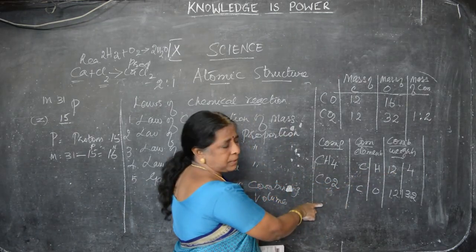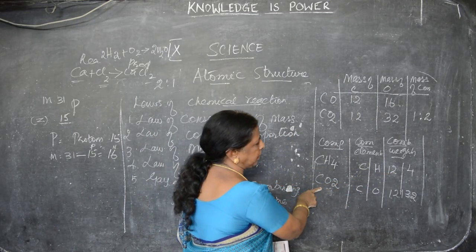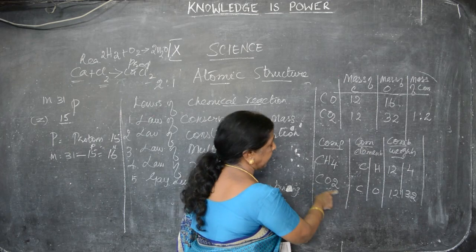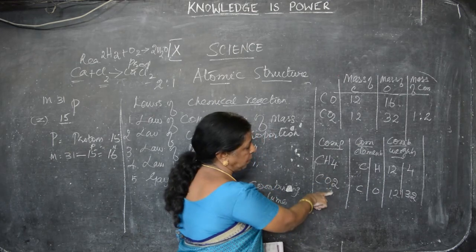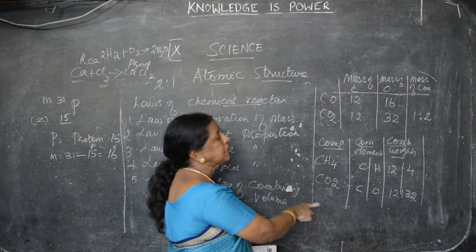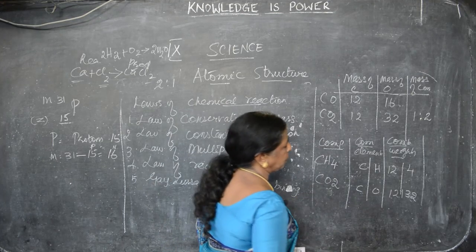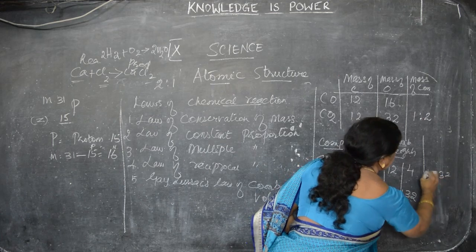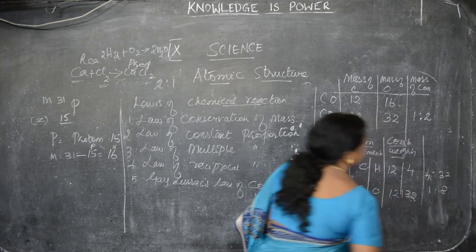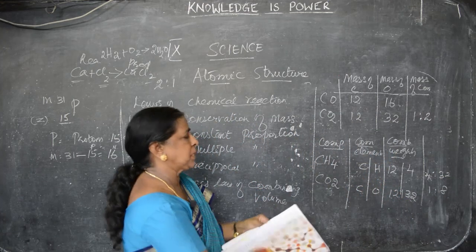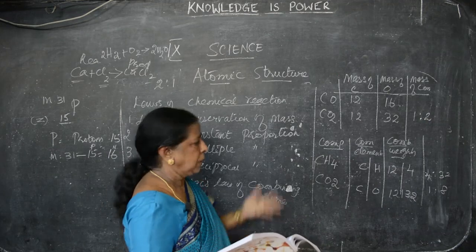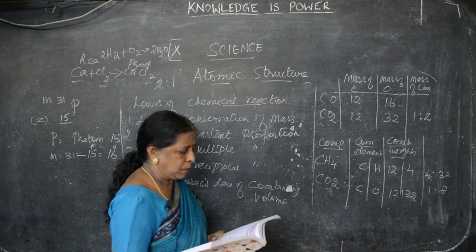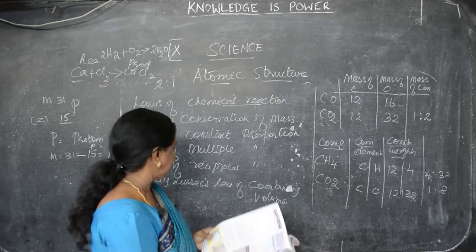Here carbon dioxide, the mass number of carbon is 12. Mass number of oxygen, how many atoms there? 2 atoms. So 16 into 2, 32. What is the ratio? 4 is to 32. That is 1 is to 8. They are in simple multiple proportion. 4 8s are 32. That is the multiple thing. So here is the law of reciprocal proportion.